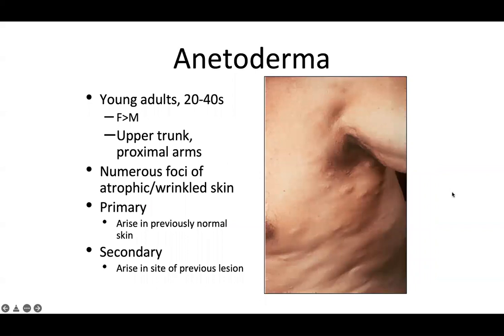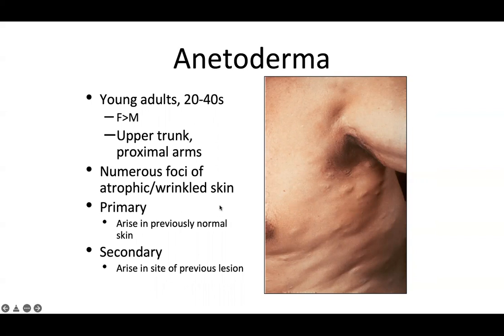Anetoderma is very common, especially in young adults. You may see this peaking around the 20s to 40s, more common in females than males. You may see this in the upper trunk and proximal arms. Anetoderma presents as numerous foci of atrophic or wrinkled skin. And in fact, if you press the surrounding skin, the anetoderma papule may go from a depressed state to a protrusive state. So that may be one way to test clinically for anetoderma.